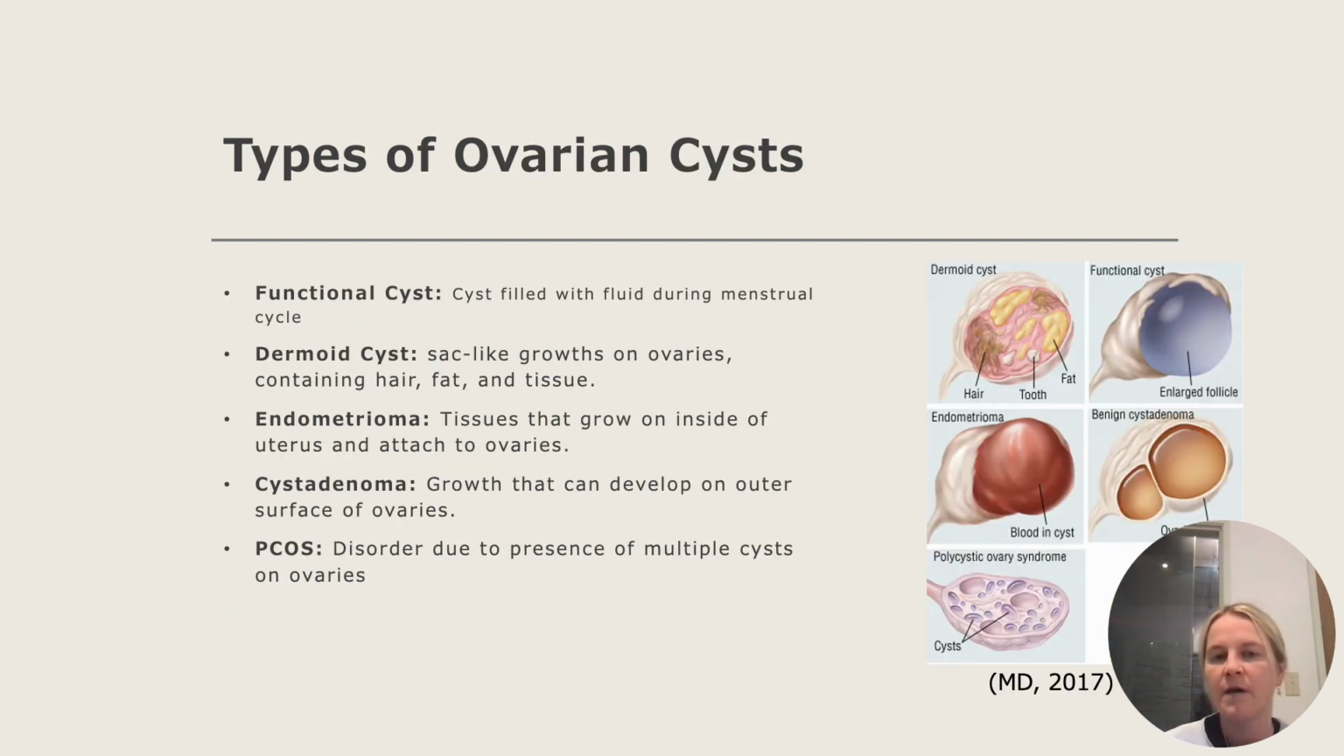There's a variety of ovarian cysts that some women get. The functional cyst is filled with fluid during the menstrual cycle. The dermoid cyst is a sac-like growth on the ovaries containing hair, fat, and tissue. Endometria are tissues that grow on the inside of the uterus and attach to the ovaries. The cystadenoma are growths that can develop on the outer surface of the ovaries, like lining the ovaries. And PCOS is a disorder due to the presence of multiple cysts on the ovaries that cover it.